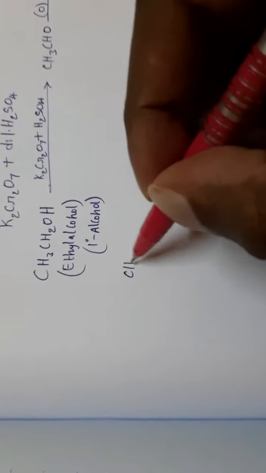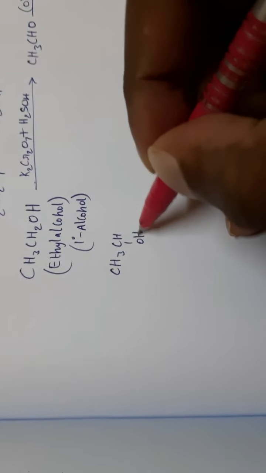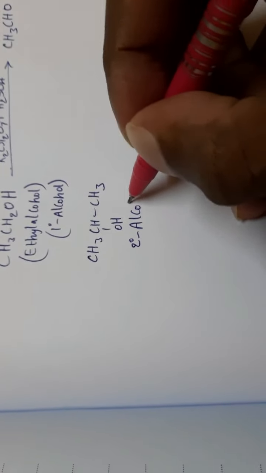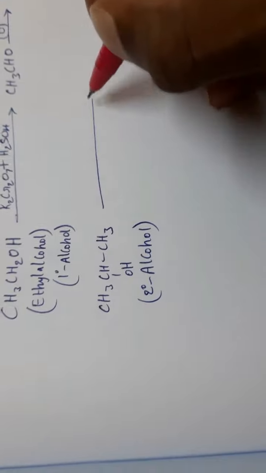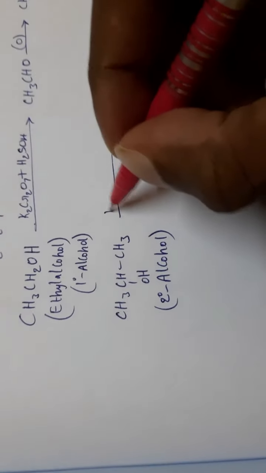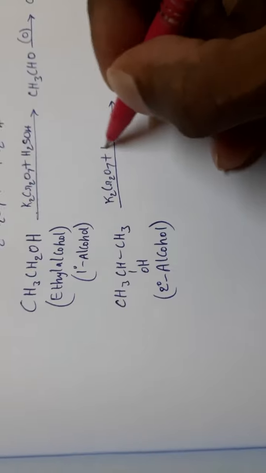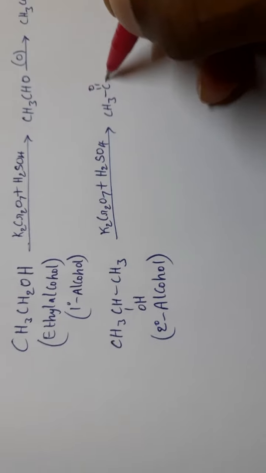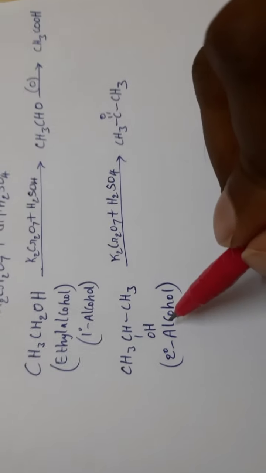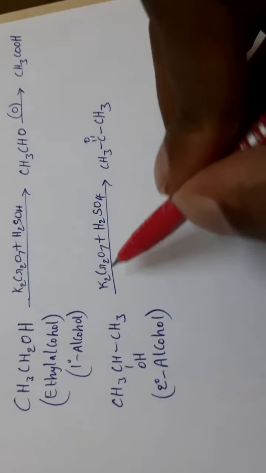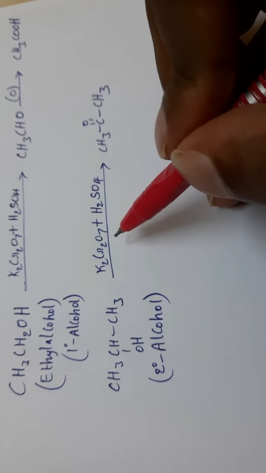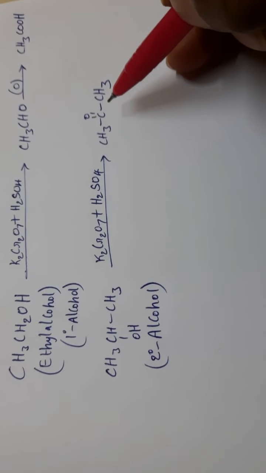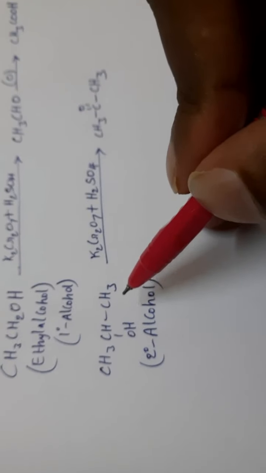Now secondary alcohol, CH3CHOHCH3. Isopropyl alcohol, it is an example for secondary alcohol. When secondary alcohol is treated with K2Cr2O7 plus sulfuric acid, then we can get ketones. Secondary alcohols are oxidized to ketones with potassium dichromate and sulfuric acid. Now see the number of carbon atoms. This ketone contains same number of carbon atoms as in the case of alcohol.